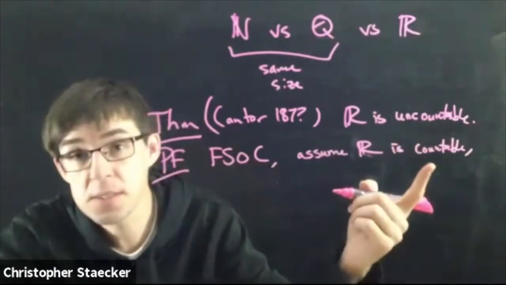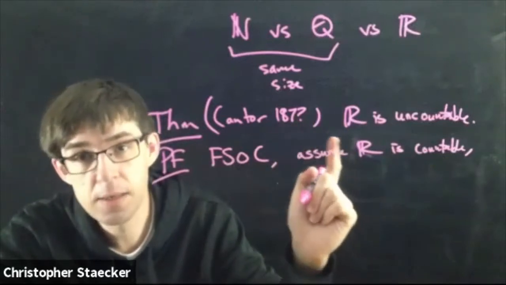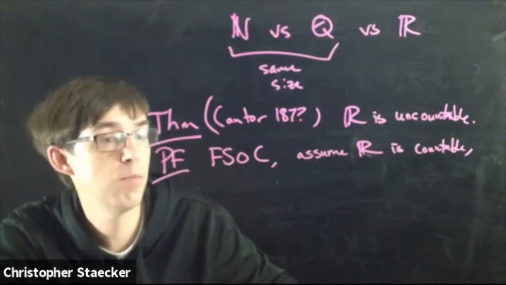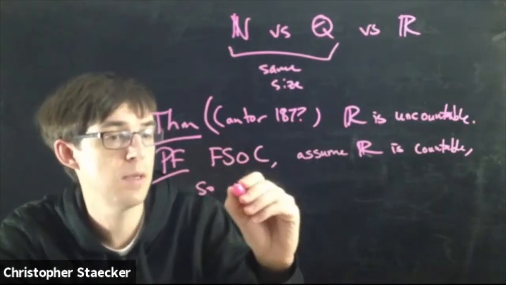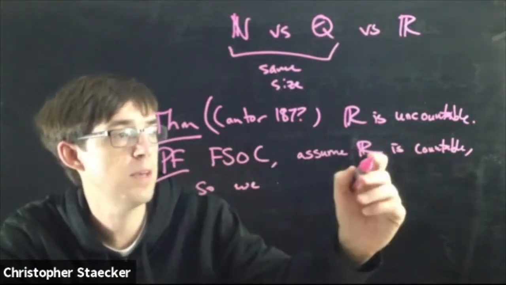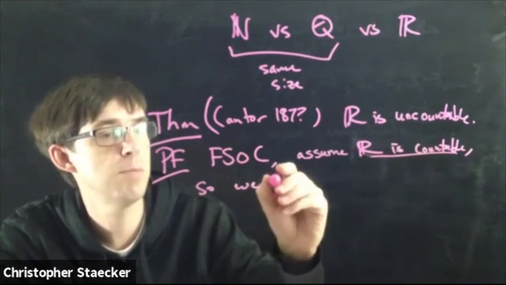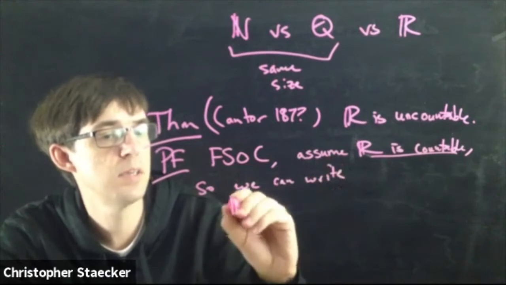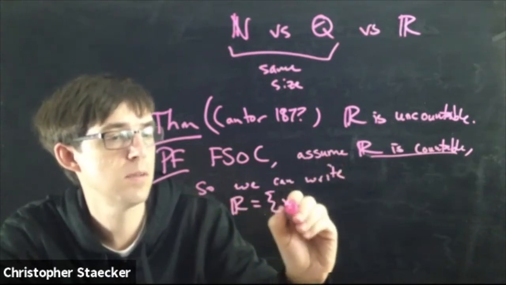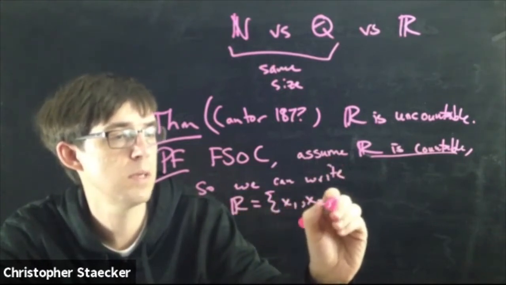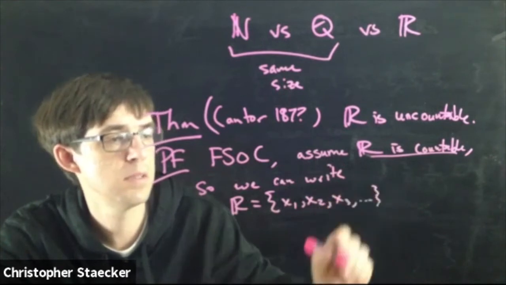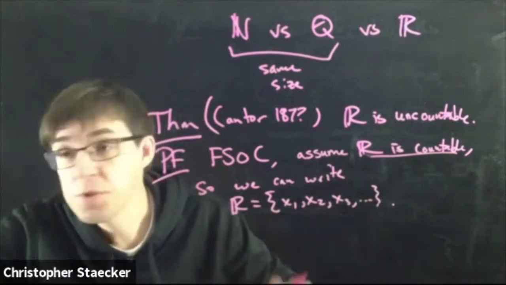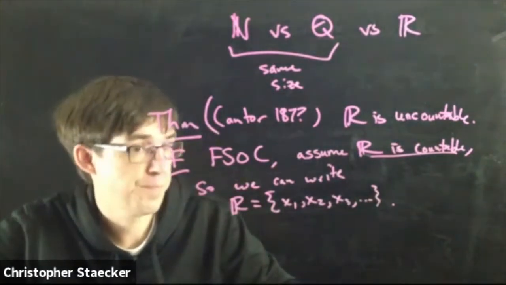And that means that we can make a list of things, an infinitely long list, which includes every real number. So because of this, based on this assumption that R is countable, we can write a list. R is x1, x2, x3, etc. And from here, we will derive a contradiction.